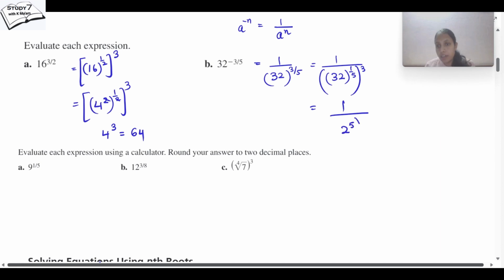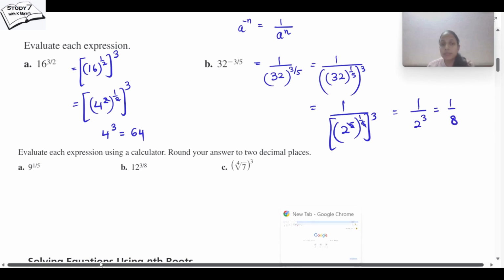2 power 5 and the whole power 1 by 5 and the power 3. This 5 and this 5 cancel. You are left with 1 over 2 power 3, which is 1 over 8. Okay, so we calculate up to this.